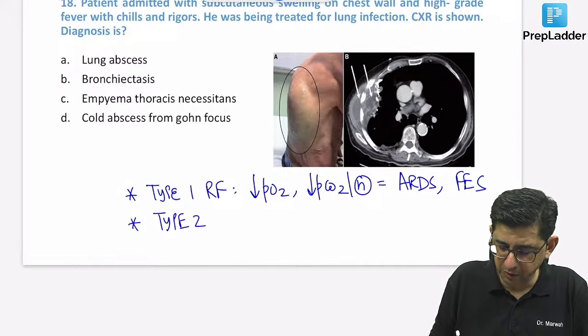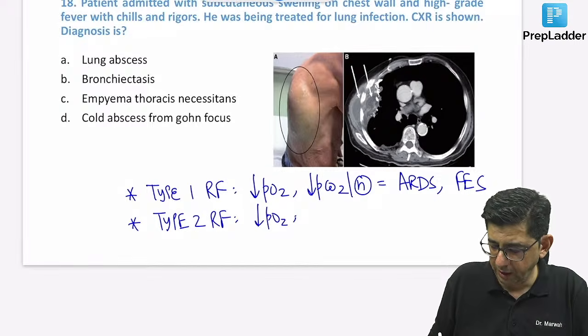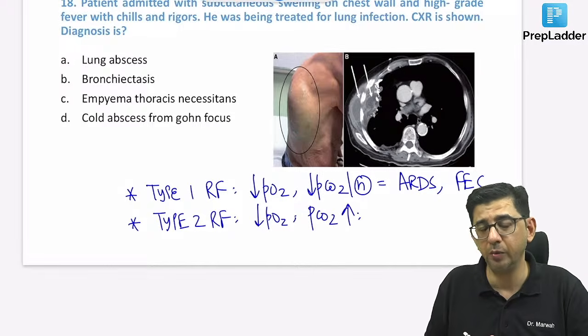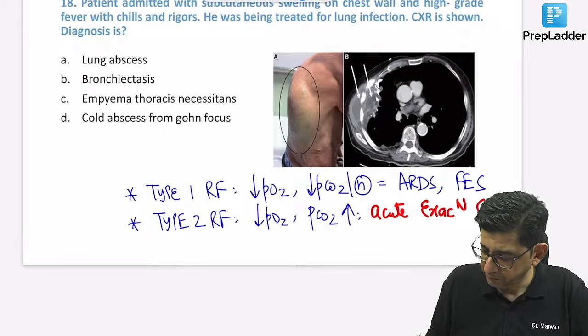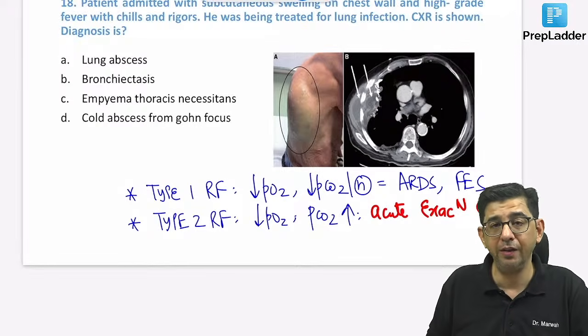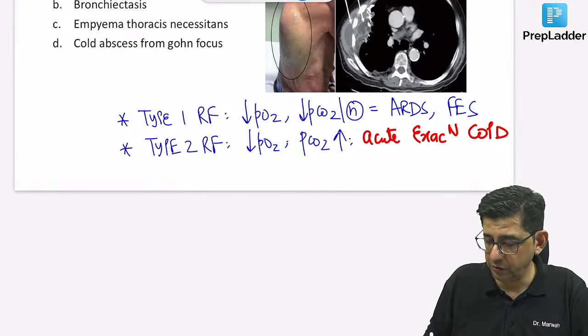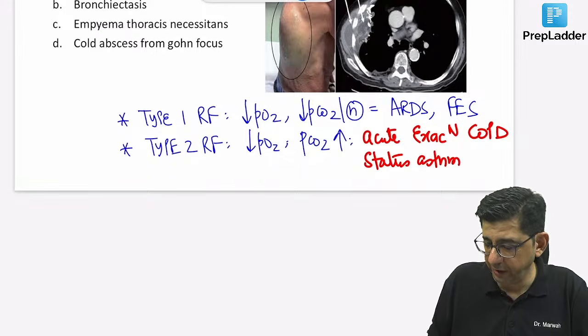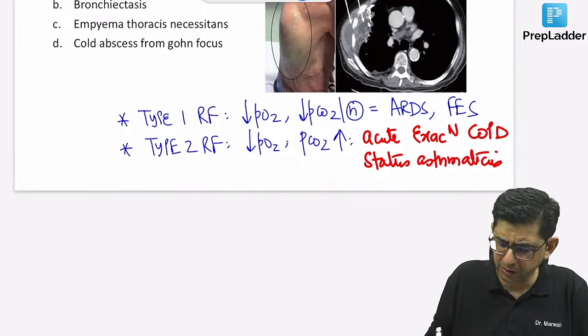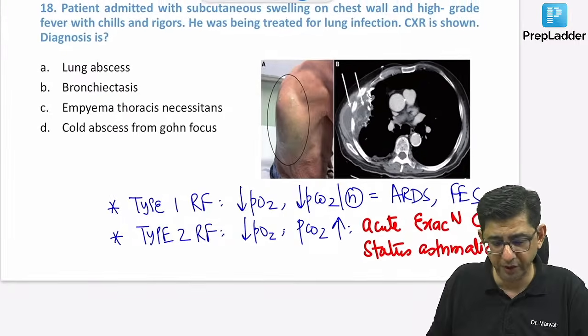The best examples of type 2 respiratory failure, where there is a hypoxia obviously present, and there is an increase in the partial pressure of carbon dioxide, there would be carbon dioxide narcosis. The best examples of this are two. One is acute exacerbation of COPD, and the second one after acute exacerbation of COPD would be status asthmaticus. That would also be an impending respiratory failure. So just a familiarity with type 1 and type 2 failure.